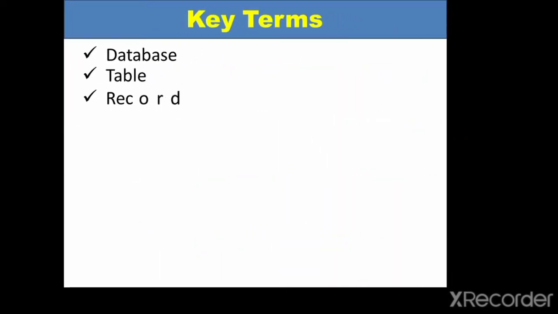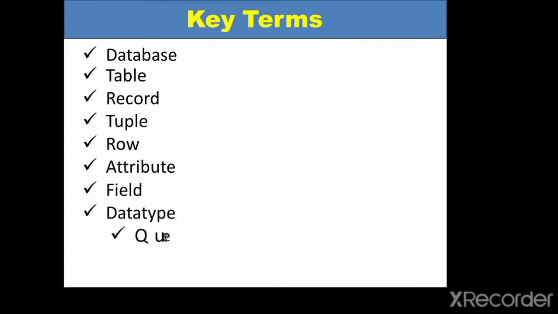Some of the key terms that we'll be looking at today. At the end of this, you're supposed to be very familiar with these terms: database, table, record, tuple, row, attribute, field, data types, queries. Anywhere I use these terms throughout the video, in any other video, or for exam purposes, you should be able to identify what they're talking about.